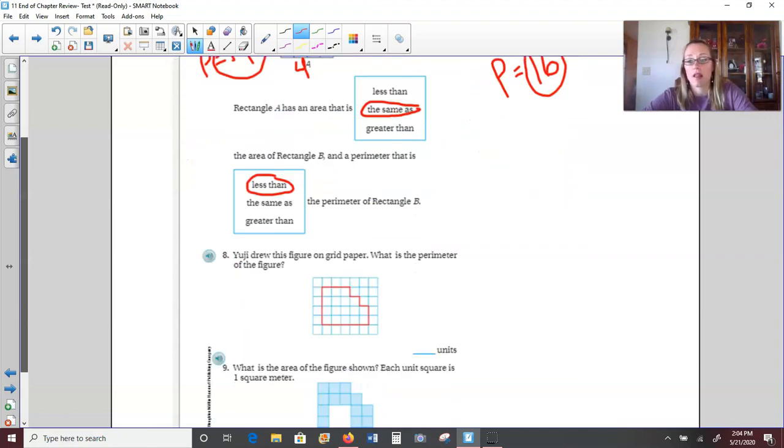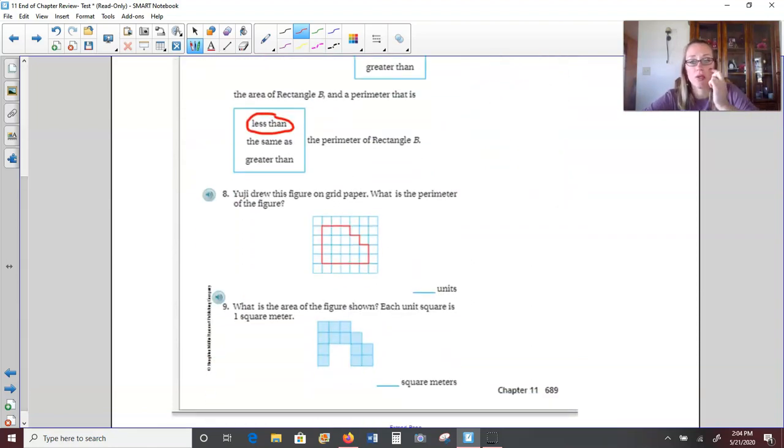All right, let's go to number 8. Yuji drew this figure on grid paper. What is the perimeter of the figure? No problem, let's count around the outside. Here we go, 3 across the top, 4, 5, 6, 7, 8, 9, 10, 11, 12, 13, 14, 15, 16, 17, 18. 18 units all the way around.